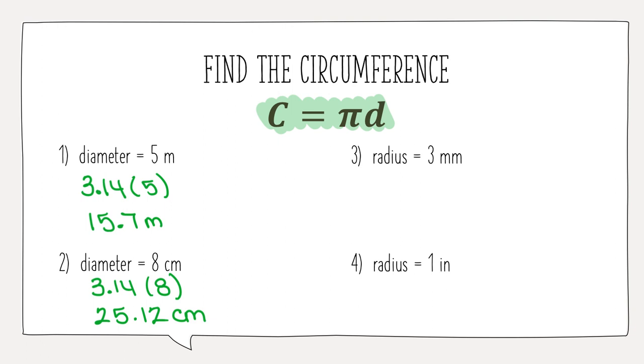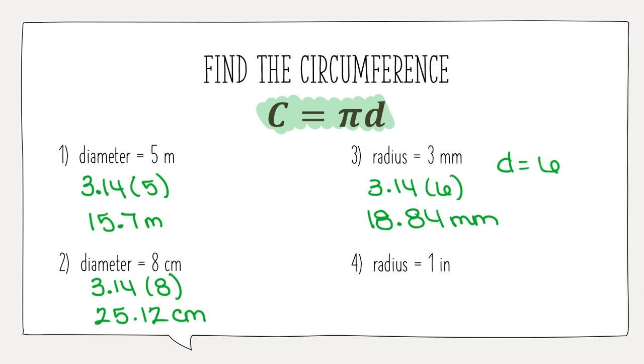Okay, number 3 gives us a radius of 3 millimeters, and we're trying to find the circumference. Where do we need to start? You have 3 millimeters, and then you do that times 2 and get 6. So the diameter is 6. 3.14 times 6. And what did you get? 18.84 millimeters.